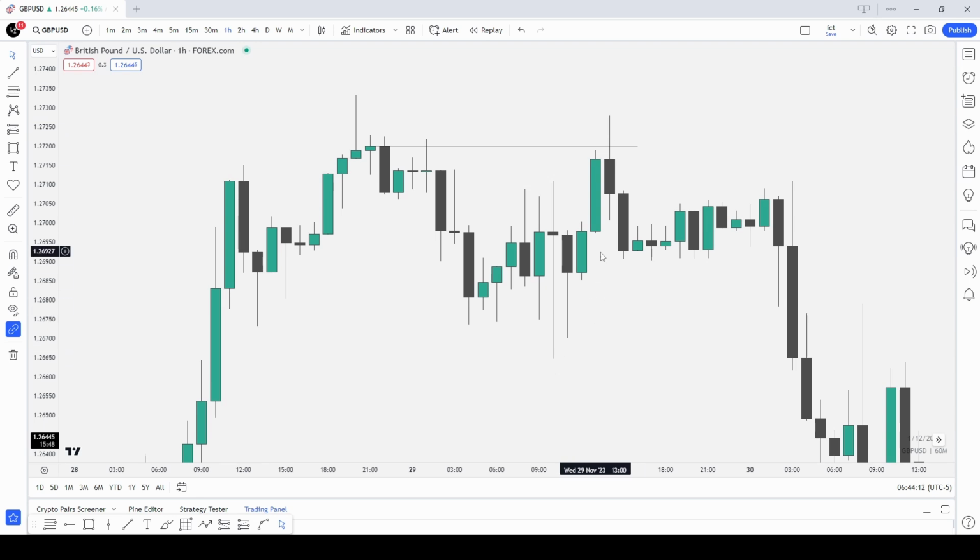Now, our next draw on liquidity after trading into the rejection block would be the low here and these lows down here. So we are bearish, right? And we are going to dive into the 5-minute chart inside this rejection block to try find our entry, utilizing this idea of speed and distance.